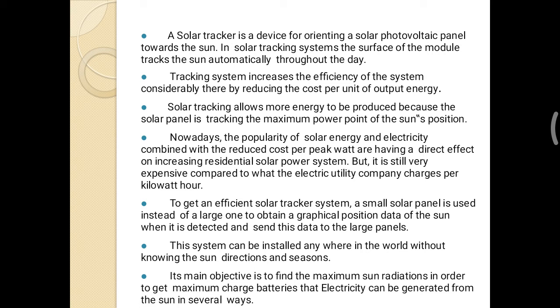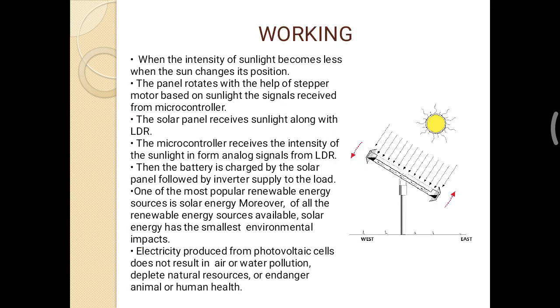In solar tracking systems, the surface of the module tracks the sun automatically throughout the day. A tracking system increases the efficiency of the system considerably, thereby reducing the cost per unit of the system. Here I will explain the working. This is the block diagram of the working panel, the figure of the panel.